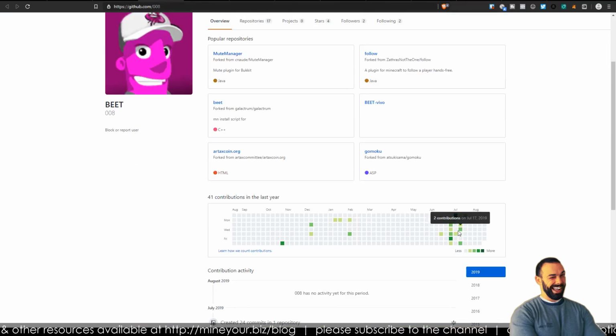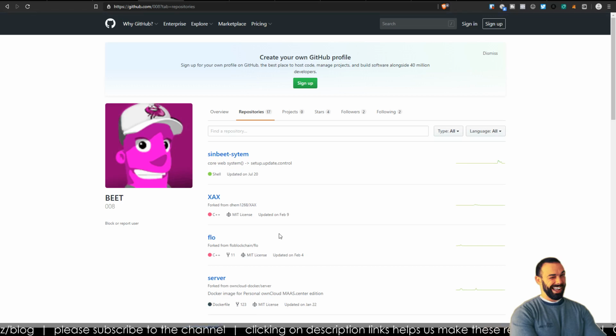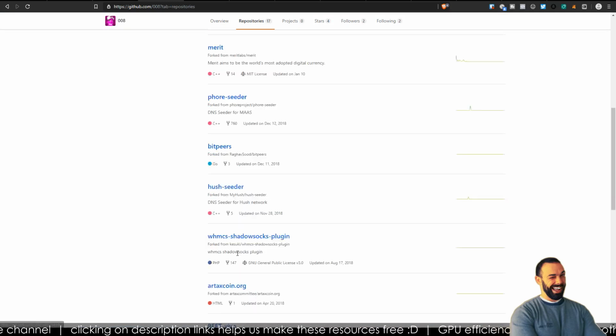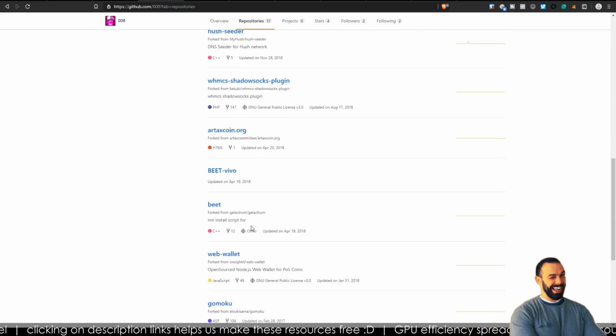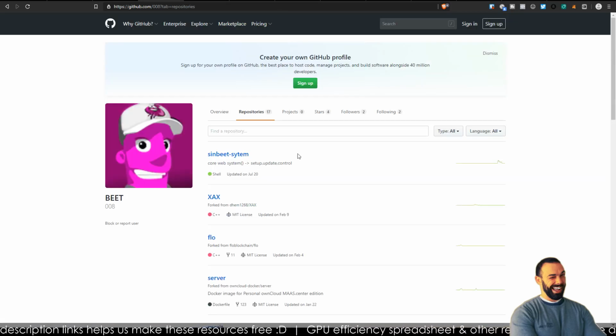Beat. All right, Beat has got a lot of the commits going on here. So as a core developer, this is probably a little less surprising for us to see a lot more there. Let's see. All of his repositories, though. And again, commit history is not the most important thing. We go SynBeat system, the core web system. Interesting. Server Merit for Cedar, BitPeers, web wallet. Cool. All right, so we actually see he is putting in work.